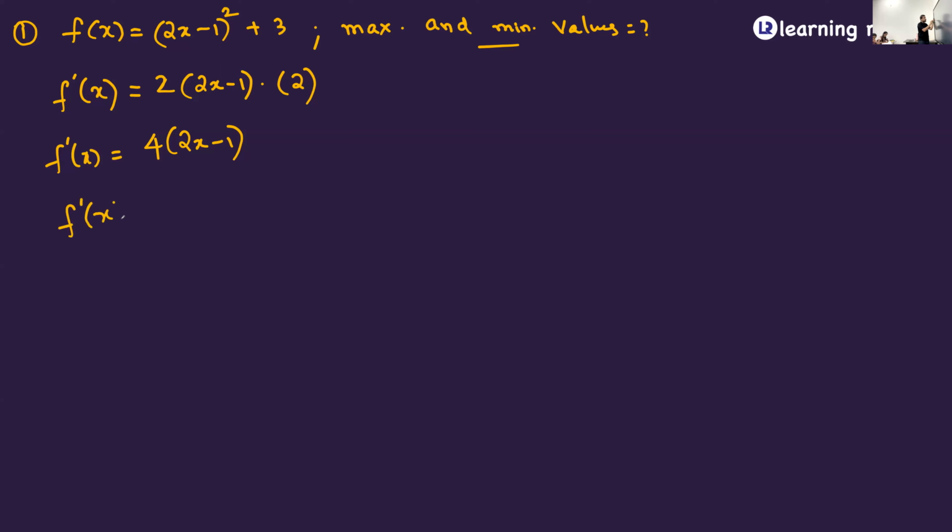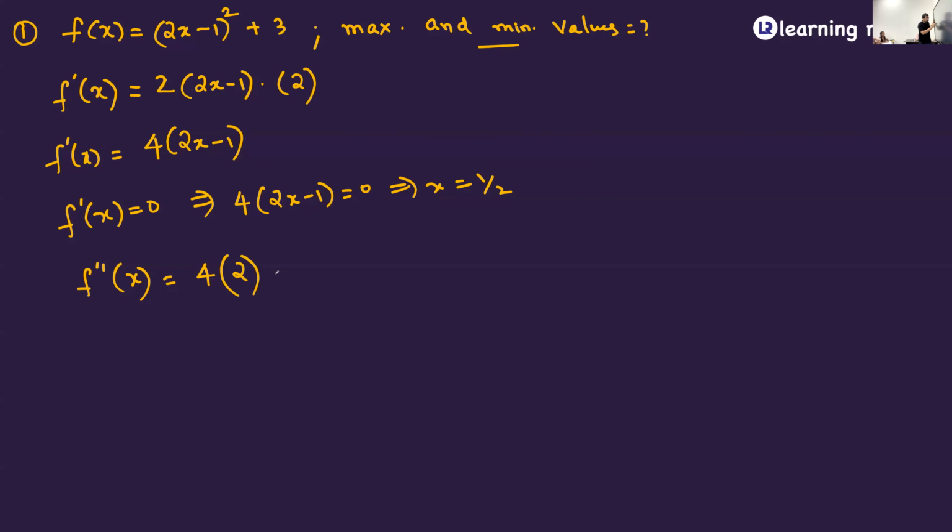For maxima or minima, f dash of x is equated to 0, which implies 4 into 2x minus 1 is equal to 0. So what is the value of x? x comes out to be half, right? This is going to be the critical point. What is going to be the value of f double dash of x? f double dash of x is going to be 4 into the derivative of 2x minus 1, which is 2, so it is going to be 8. Since the second derivative is greater than 0, x is equal to half becomes the point of minimum.